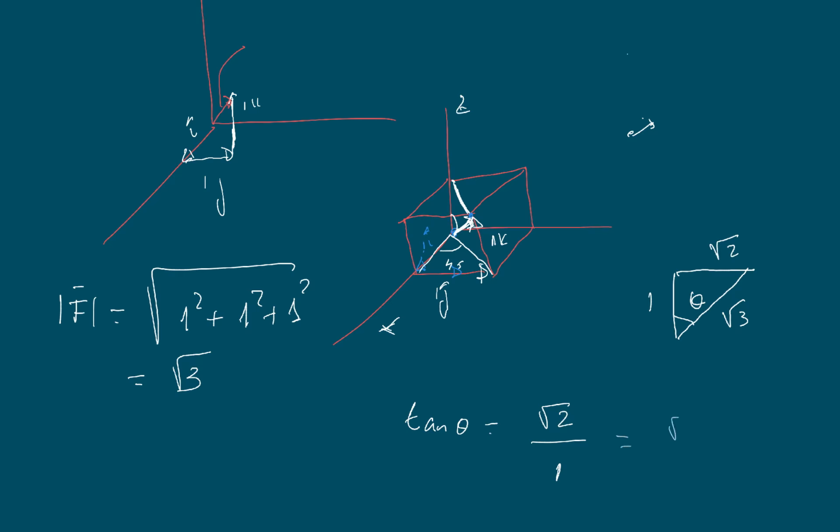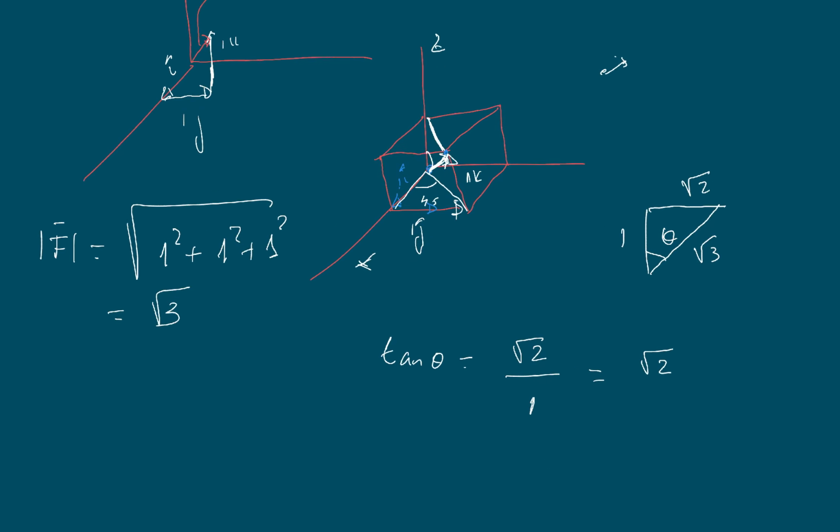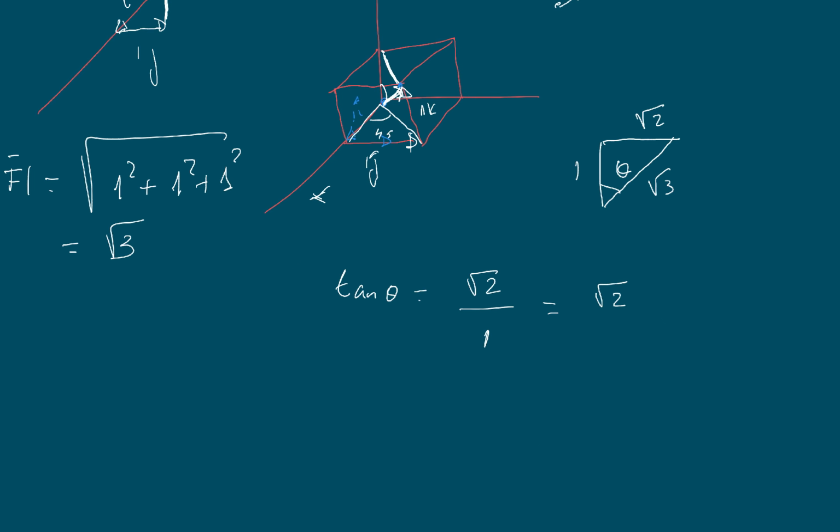And what is the angle whose tangent is the square root of 2? Well, you need to use a calculator. So theta is the arctangent of the square root of 2, and the arctangent of the square root of 2 is about 50-something degrees. I used the calculator: 54.73, if I'm not wrong.